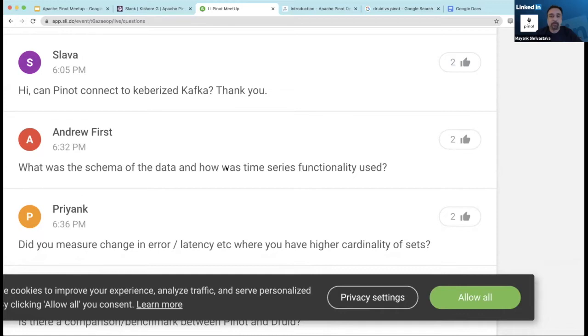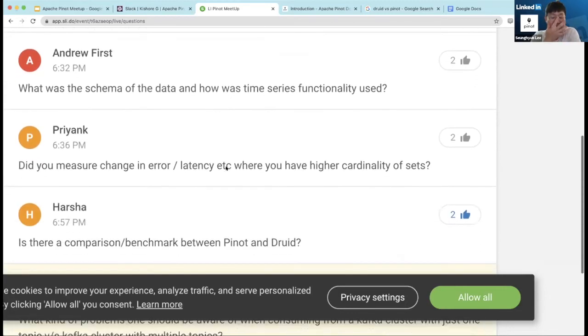It's basically a pass-through config for the credentials that you specify, and it's just passed to the Kafka client. Singen, do you want to add anything else on top of that? Not really. All right, okay, no problem. I think, going by the timestamp, this question from Andrew is most likely for Bill. What was the schema and data flow, and how was the time series functionality used?